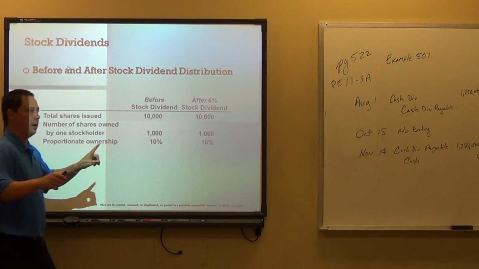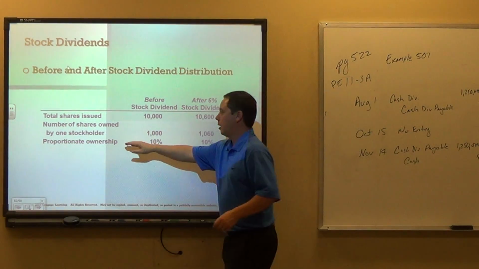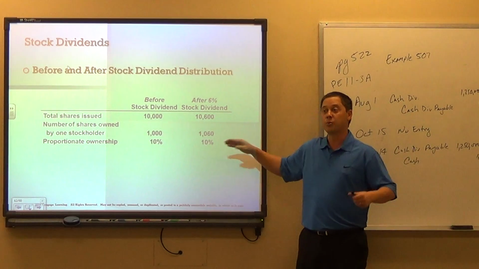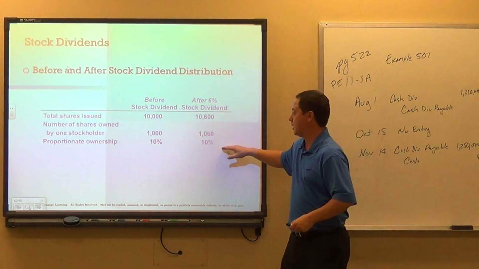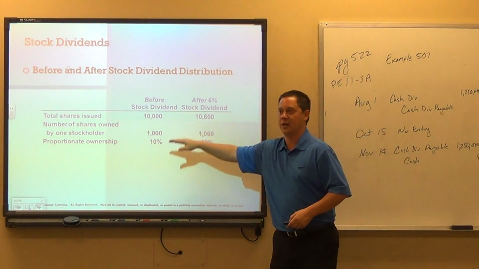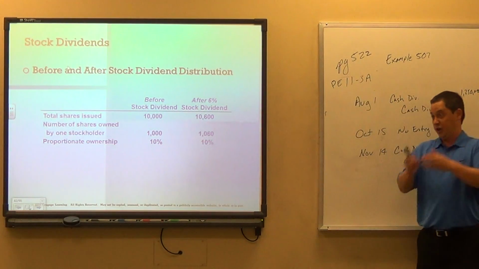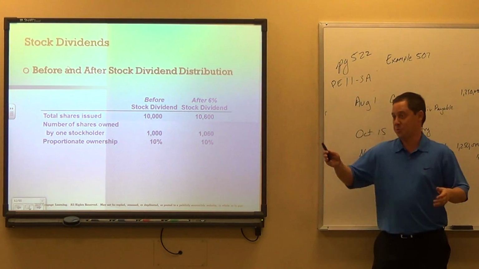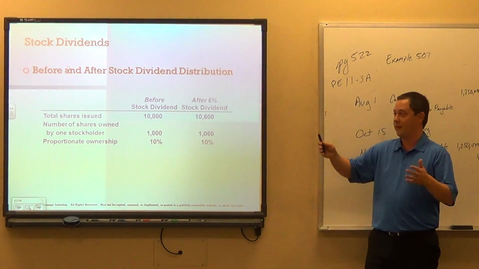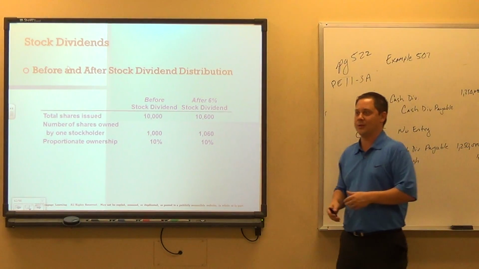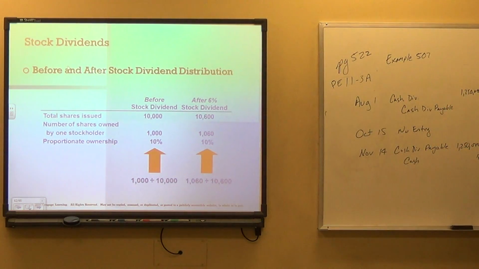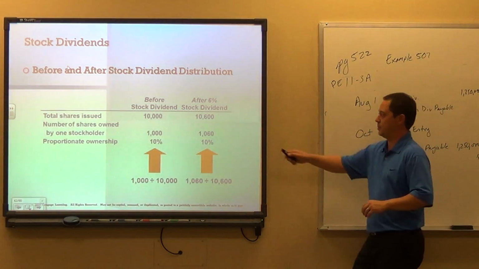One thing you want to see here is my ownership proportion hasn't changed. Yes, we're going to put out more shares, but I still own the same percentage of the company. I just get my additional shares. And it's nice for me because the shares are $31 a share or whatever it may be, so I get a few extra on that, which is nice for me as an owner. So it's still 10%, per se.